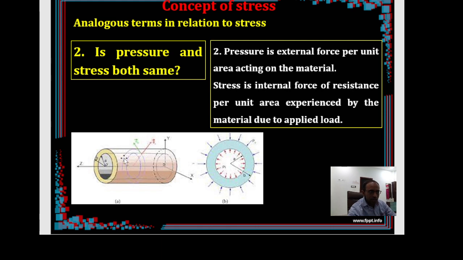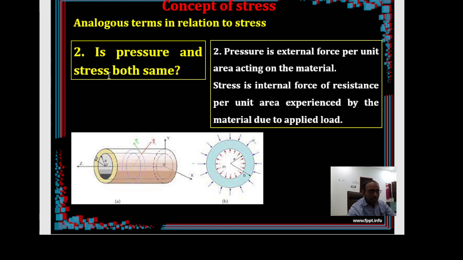Now here we can see the difference between pressure and stress. So the fluid exerts some pressure. That means it is externally applied. Pressure is also, we say, force per unit area. Stress is also force per unit area. But there is a difference.